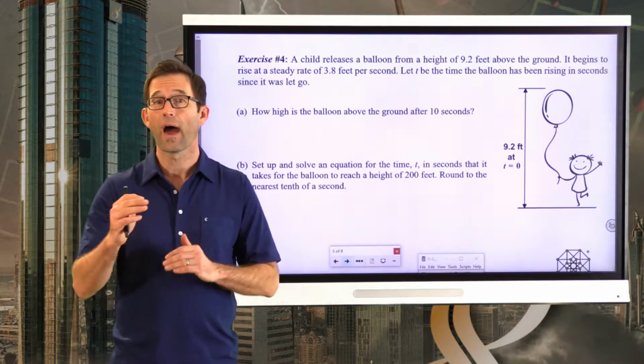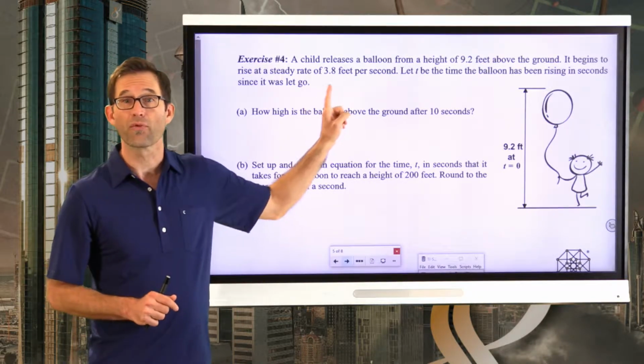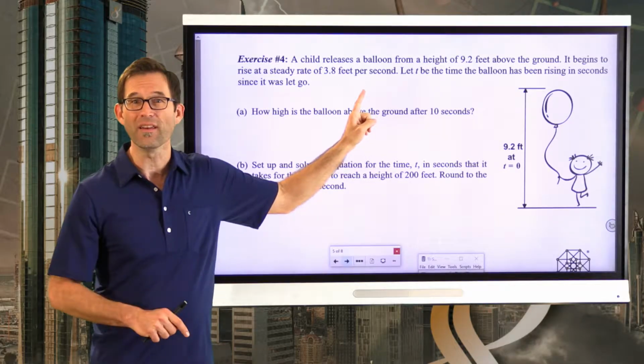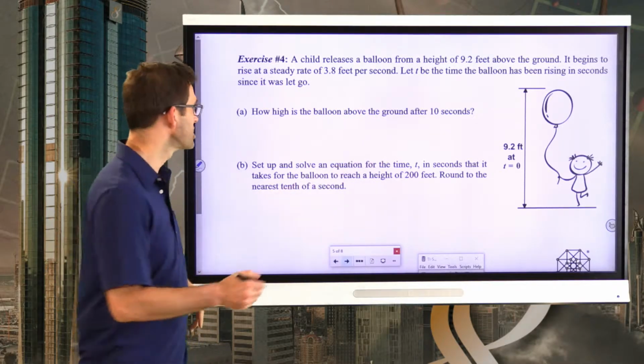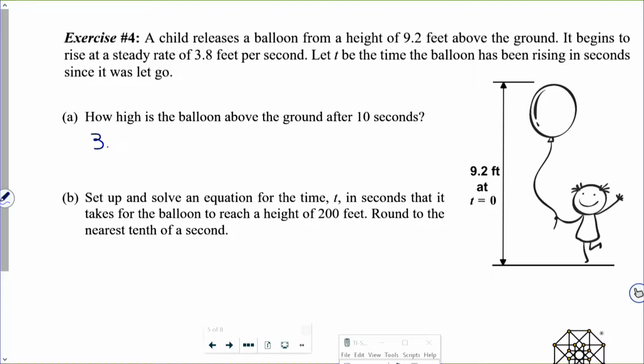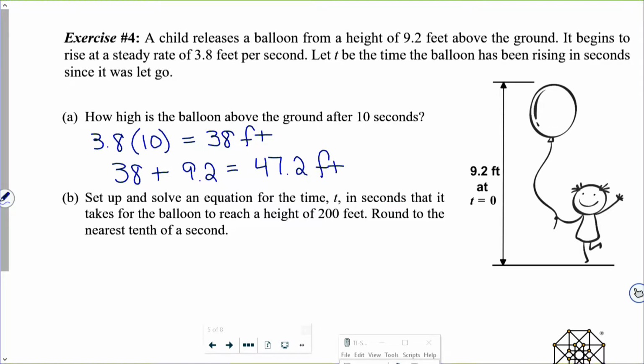Let's first figure out just how much the balloon rose. Well, it's rising 3.8 feet per second, look at that rate, times 10 seconds. So it's risen 3.8 times 10. I could use my calculator on this, but multiplication by 10 is so nice. So it's risen 38 feet, but now I need to add to it the fact that it started at 9.2 feet. Again, I could use my calculator, but it's easy enough to do in my head. And we're at 47.2 feet.